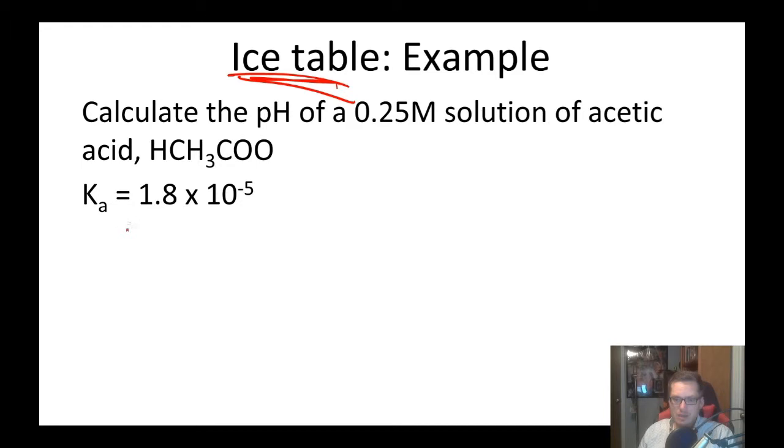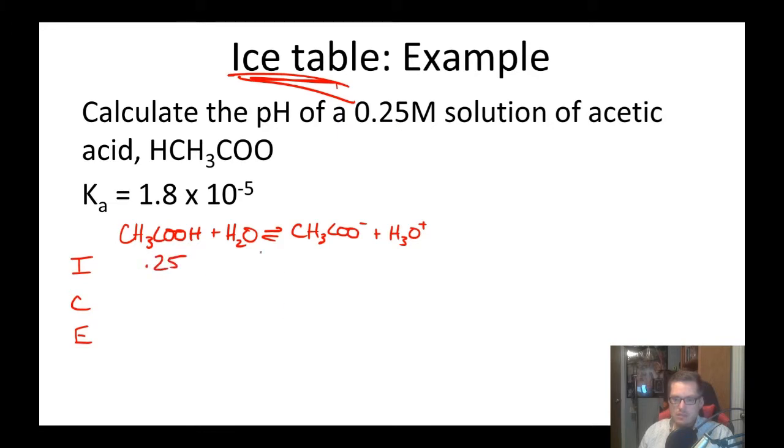So we have CH3COOH plus H2O. Whenever you do an ice table problem, always just write out the chemical equation. CH3COO minus plus H3O plus. So we go ICE. Now initially our concentration was 0.25. It's kind of nice that they gave us that to start with.